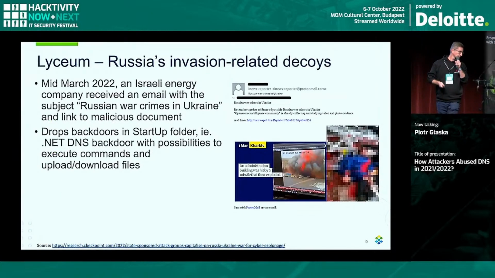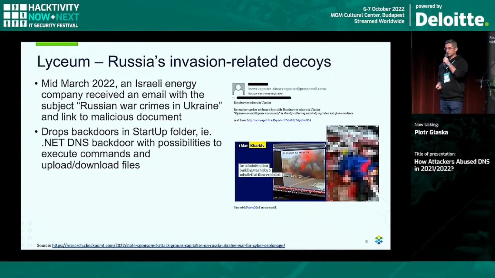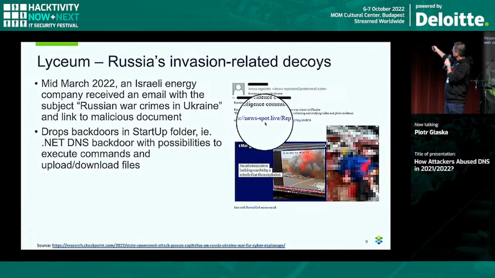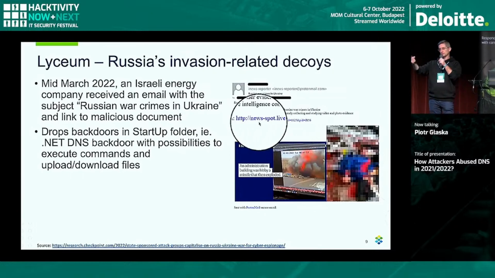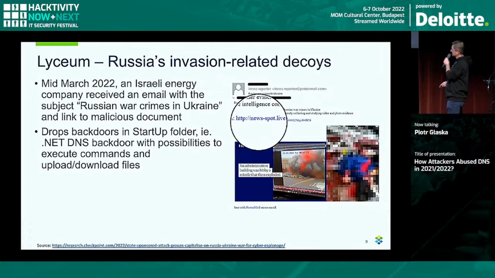Another example, Lyceum Group, also quite fresh from March. They were attacking, for example, Israeli companies, Israeli energy companies, and they were using topics such as Russian war crimes in Ukraine. So this is an example email, and the key thing here is the link, which was used basically to download a malicious Word document onto the computer of the victim.